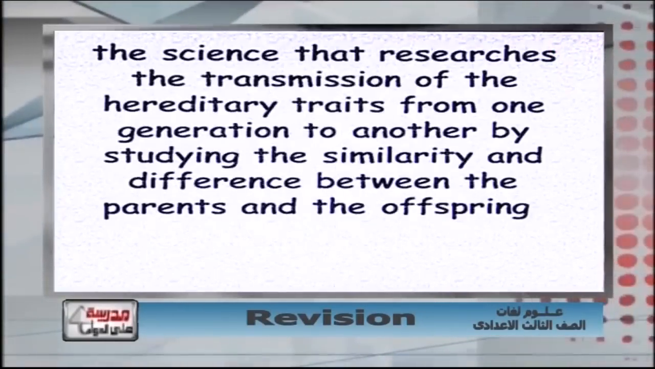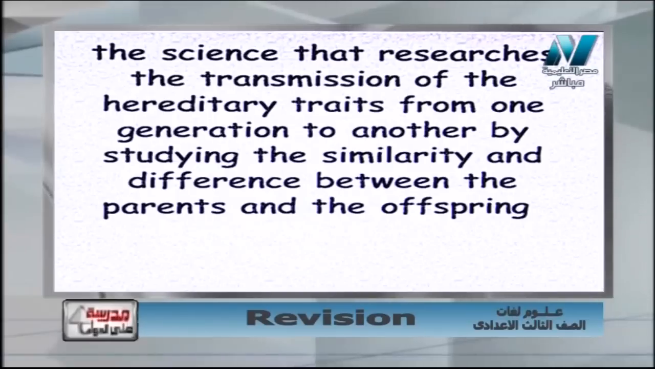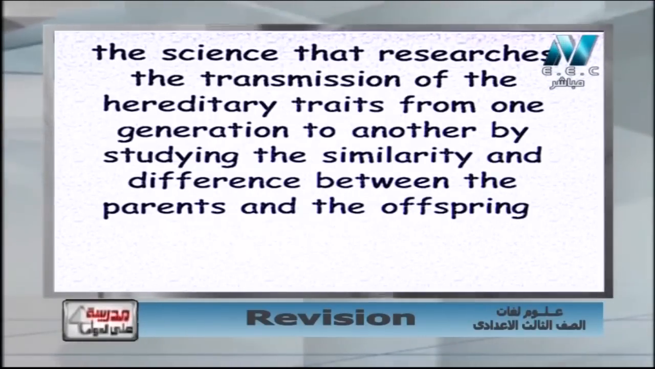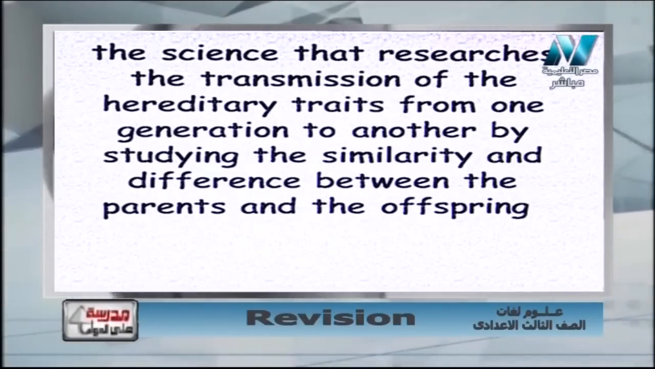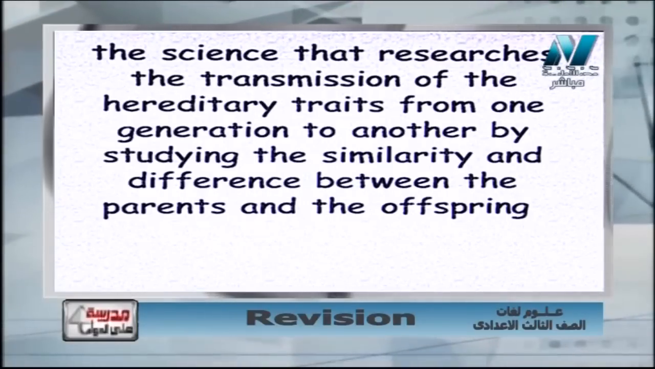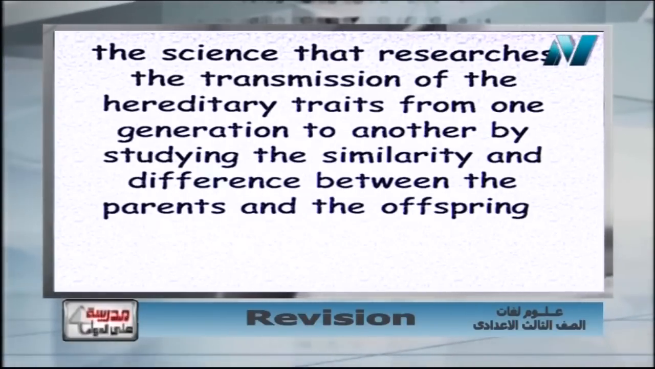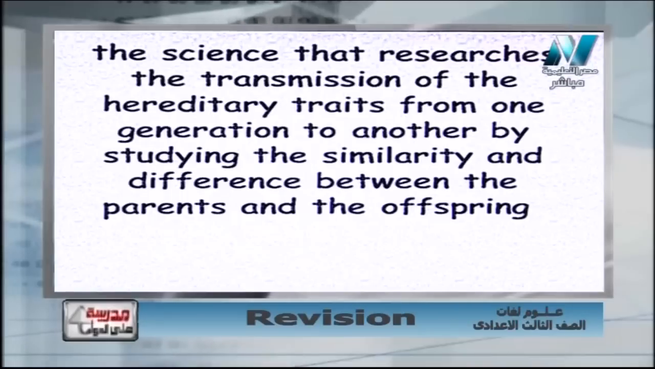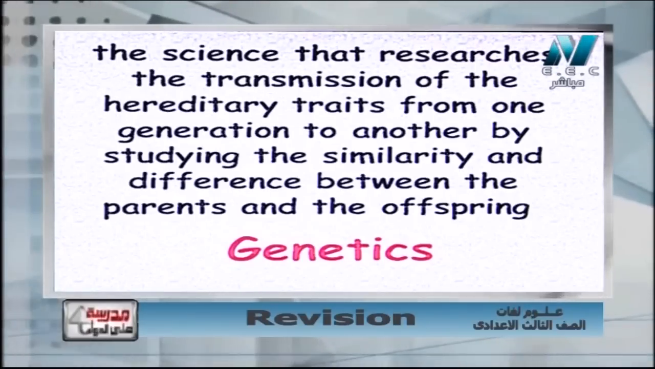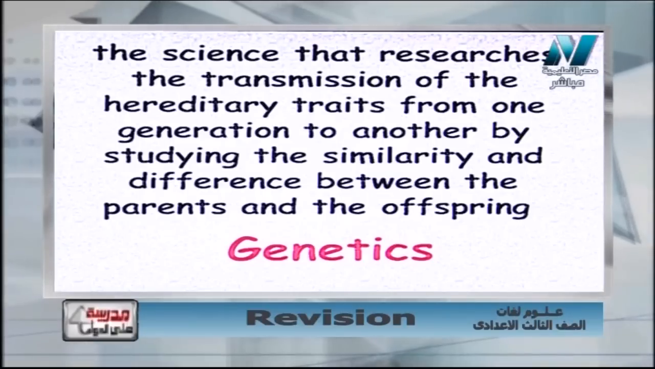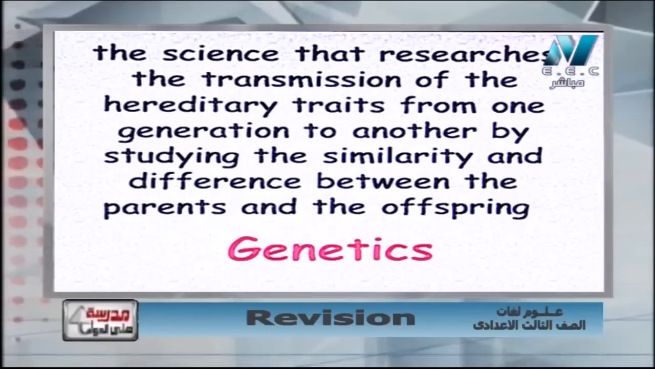Okay? The science that researches the transmission of the hereditary traits from one generation to another by studying the similarity and differences between the parent and the offspring. هنا بيقول لي العلم او البرانش، يعني برانش من الساينس بيدرس انتقال الصفات الوراثيه، hereditary traits، صفات وراثيه من جيل لجيل from generation to another، من الاباء للابناء. اكيد هيكون هو العلم اللي اسسه ماندل زي ما قلنا من شويه، وهو اسمه genetics او علم الوراثه. So again, it will be the genetics أو علم الوراثة.